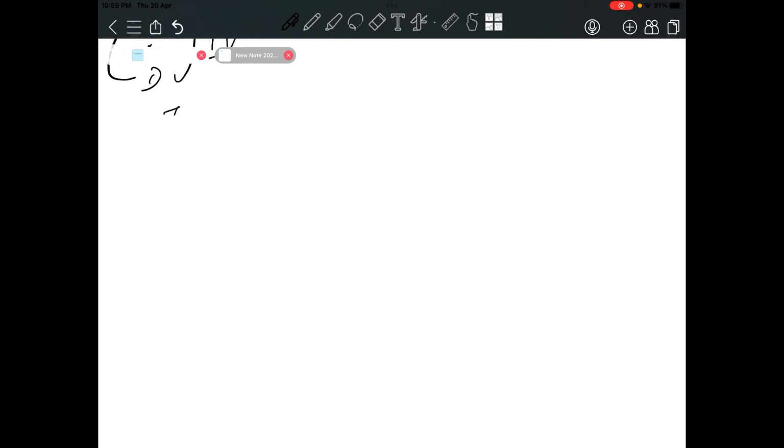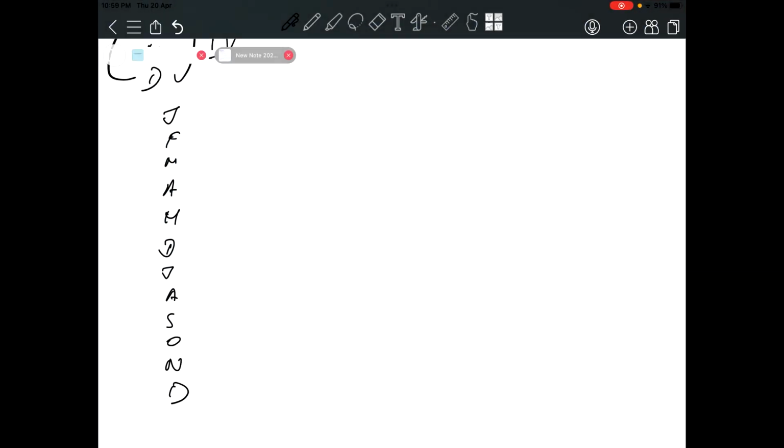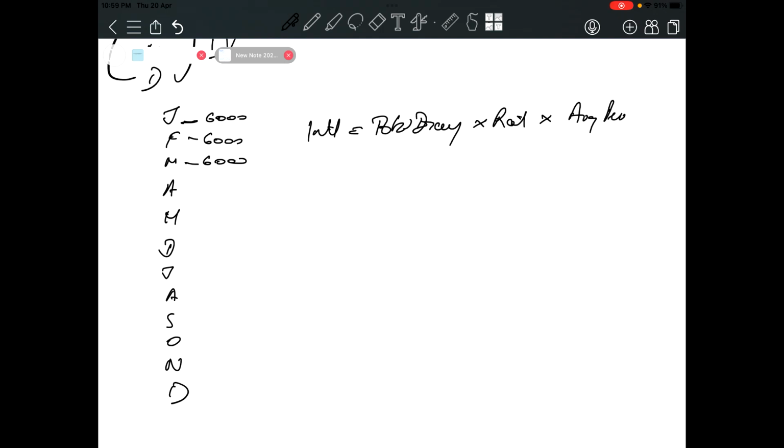Again let's draw the timeline. Jan, Feb, March, April, May, June, July, August, September, October, November, December. He's withdrawing 6,000 at the end of each month: 6,000, 6,000, 6,000 and so on. So what will be the amount of interest? Total drawings into rate into average period, divided by 12.